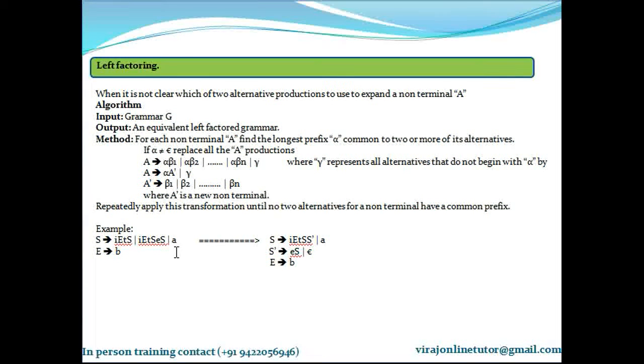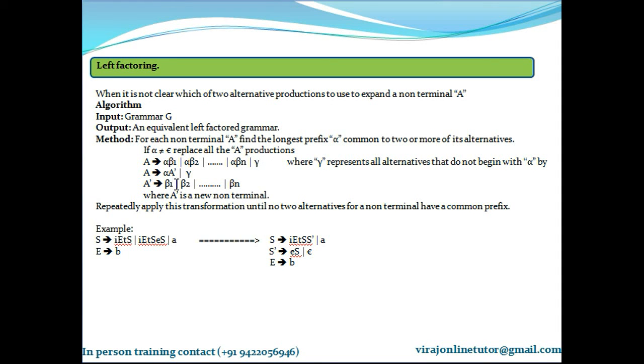Small a is not starting with IETS, that's why gamma is small a. So gamma is everything, or all the productions, which are not starting with your alphas. IETS is your alpha because it is the most common string from the left-hand side which is exactly matching. And gamma is small a because it's part of the production which is not starting with alpha. So what do we do? Just write alpha once, and for whatever is uncommon, you introduce a dash.